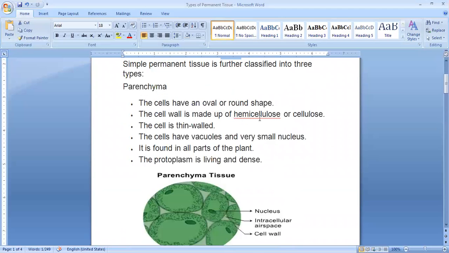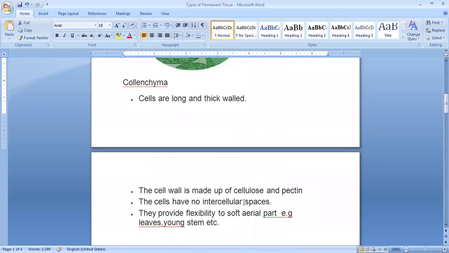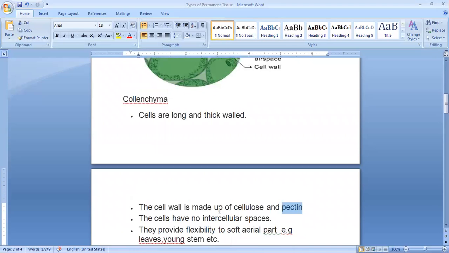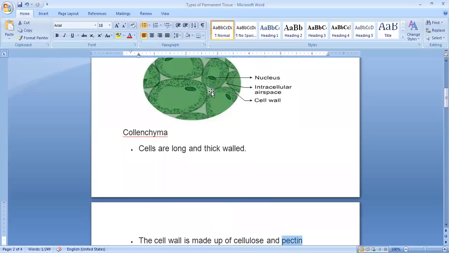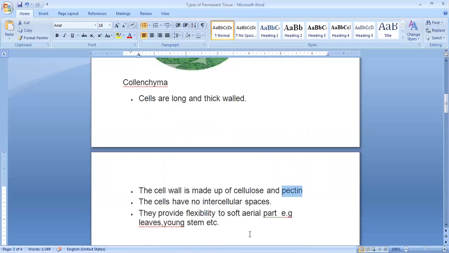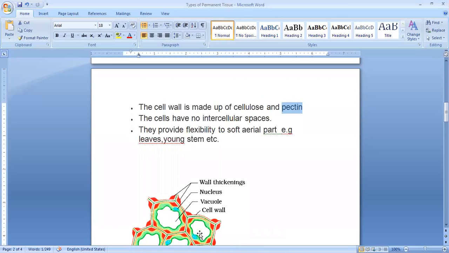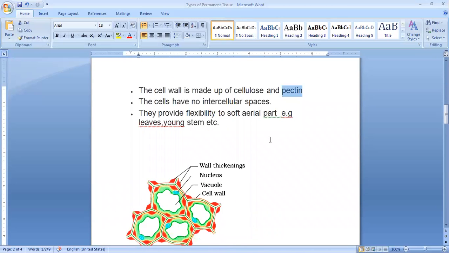Here the cell wall was made up of cellulose and cellulose. But here the cell wall is made up of cellulose and pectin. So you have to remember the difference between them. The cell wall has no intercellular space. There is a gap between the two cells and this gap is called intercellular space. But here you can see there is no gap between the cells. So no intercellular space is present.